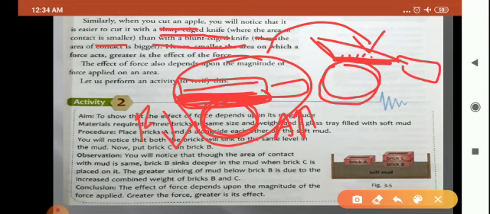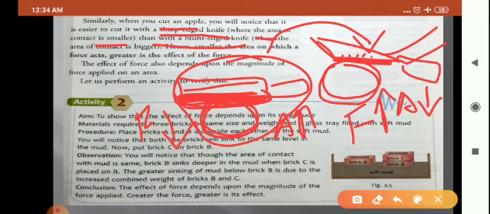Reason: in a sharp knife the edge is very sharp, so the area of contact is smaller, so greater will be the effect of the force in case of a sharp edge knife. But in case of a blunt edge knife, or a thick knife, the sides of the knife are thick, so the area of contact with the fruit or any eatable item is more, so the effect of the force will be less. So I suppose, children, I am clear to you.